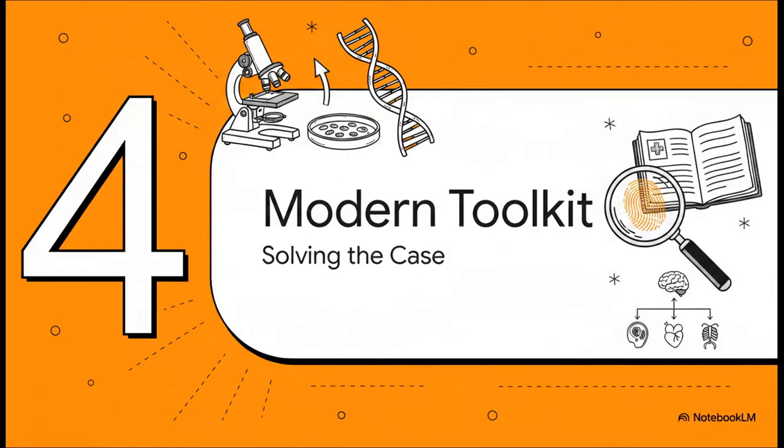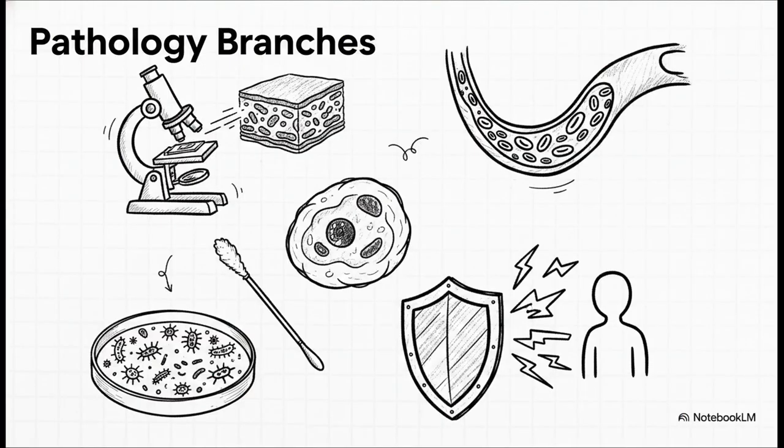Bringing us to Section 4, the Modern Pathology Toolkit, solving the case today. So thanks to Virchow's cellular revelation, the field of pathology just exploded into all these specialized branches. The modern toolkit we use today is incredibly diverse, split between structural and non-structural specialties. We've got histopathology, which is the microscopic study of tissues to find cellular abnormalities. This is your classic biopsy. Then there's cytopathology, the study of individual exfoliated cells, kind of like what doctors look at during a pap smear.